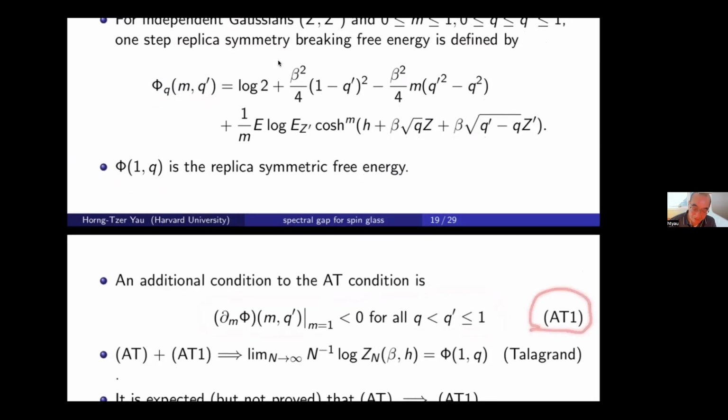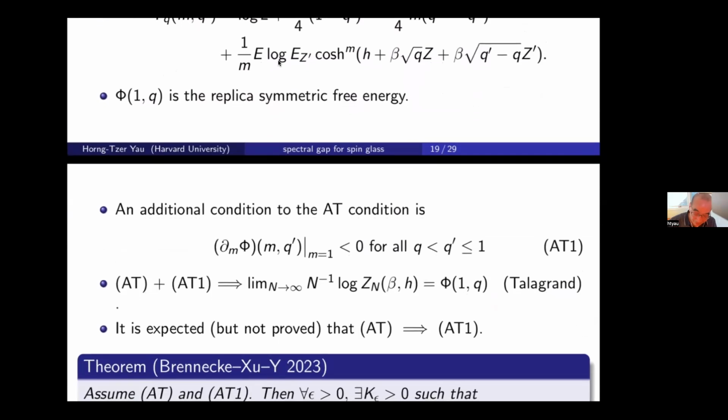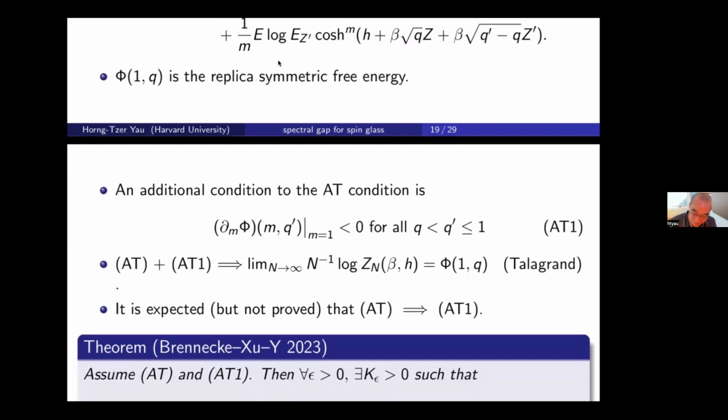So the AT1 condition is some sort of infinitesimal condition comparing the one replica symmetry breaking free energy and the replica symmetric free energy. One has this condition, and it's strictly less than 0, not less than or equal to 0. What people can prove is that under the condition of AT plus this AT1 condition, the free energy is given by the replica symmetric free energy. So AT plus AT1 imply the high temperature region.